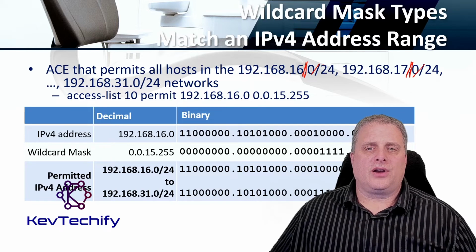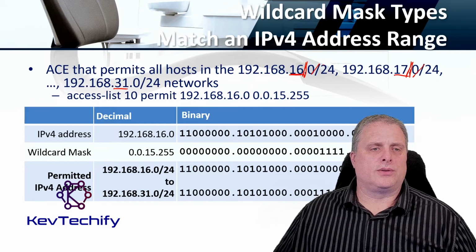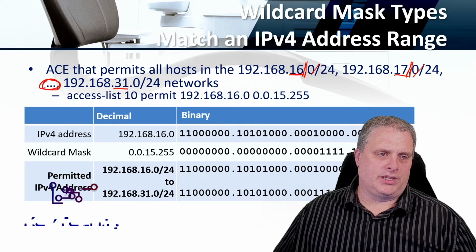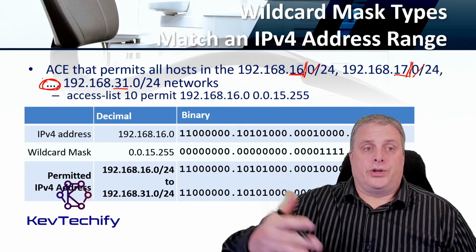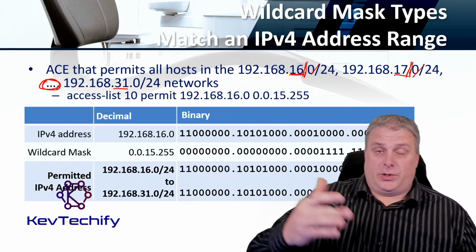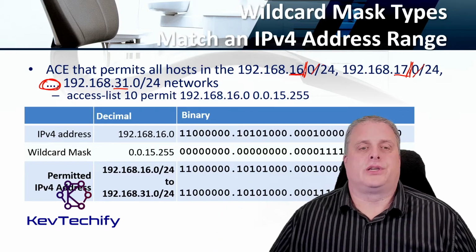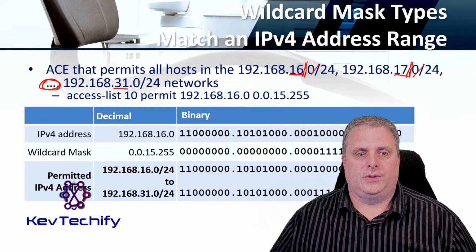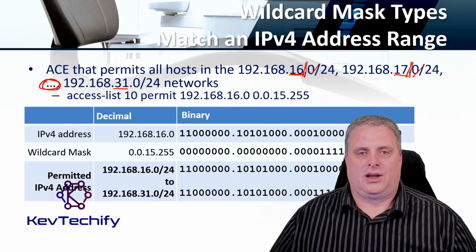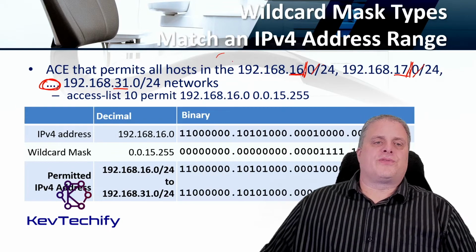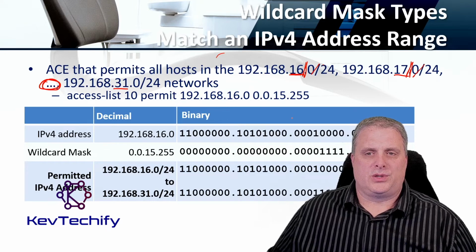Now, if we look at our third octet, we go from 16, 17, all the way up to 31. And that's what these three periods mean here, all the way up to, so we include 18, 19, 20, 21, 22, 23, 24, 25, 26, 27, 28, 29, 30, and 31. We want to permit all of those to come through. Well, how do we figure that out? What we have to do is find the common numbers between them.